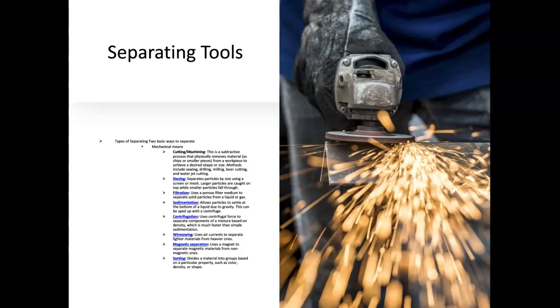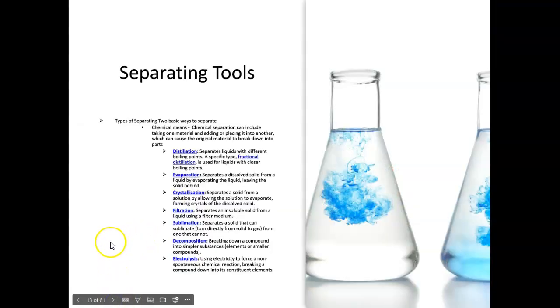We also can use magnetic separation, where we use a magnet and pull anything that has iron ores in it and is magnetic. We can use that to separate stuff. And then, of course, we can always just sort material manually based on particular properties: color, density, or shape as well.